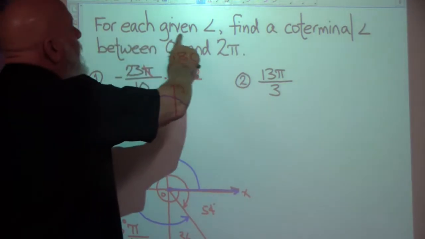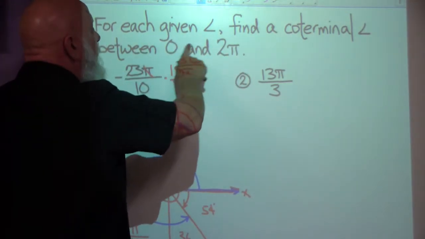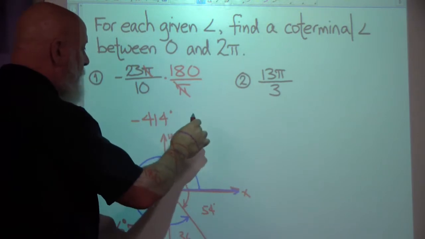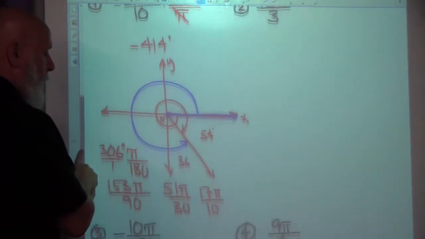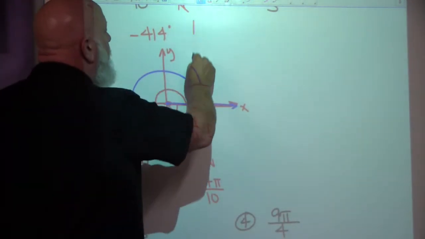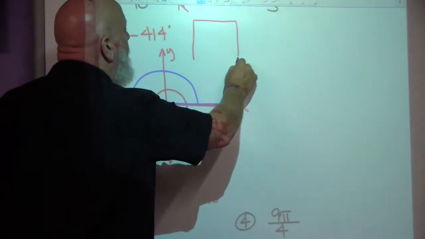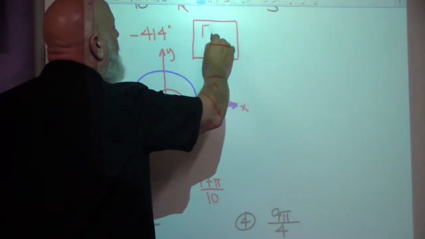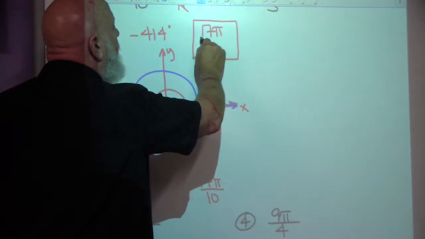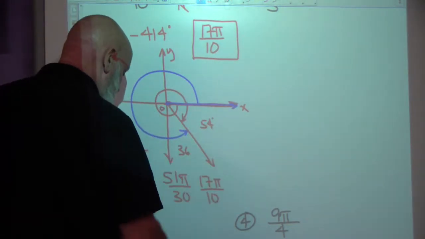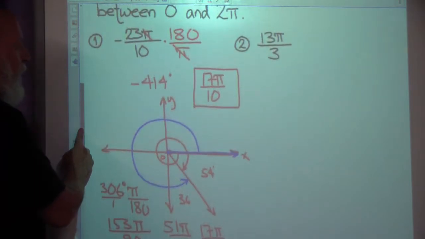So, for each given angle, find a coterminal angle between 0 and 2 pi. That coterminal angle would be 17 pi over 10. Get it right here. That's my answer. Hopefully that's correct. I'll check before I post this.